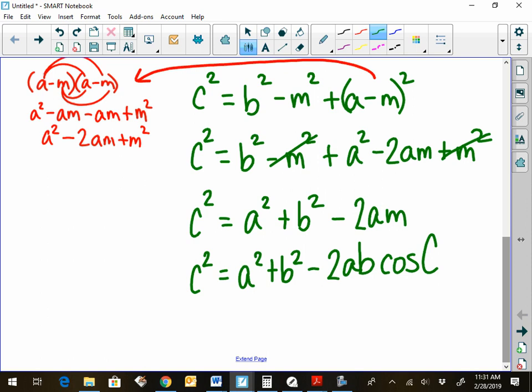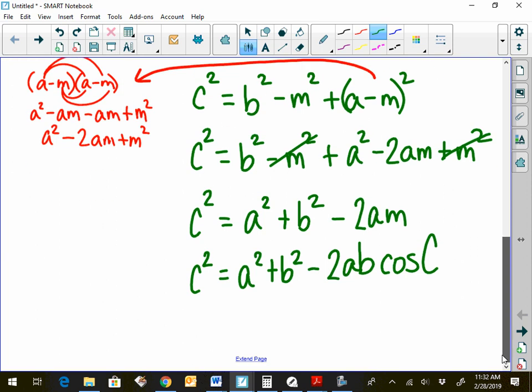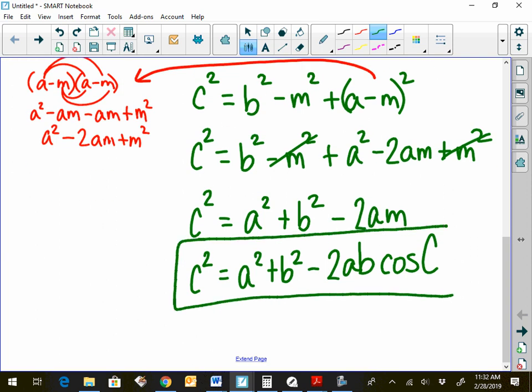And now we have gotten rid of all of the M's, the H's, and now we're only left with little c, little a, little b, another little a and a little b, and then a big C. So therefore, if we're given any triangle, and we know something about the sides or about an angle, we can solve for the rest of it using this law. So let's put a box around this. This is the law of cosines.